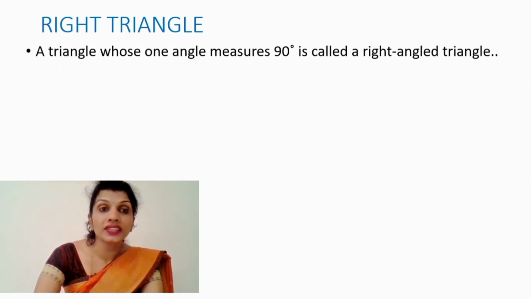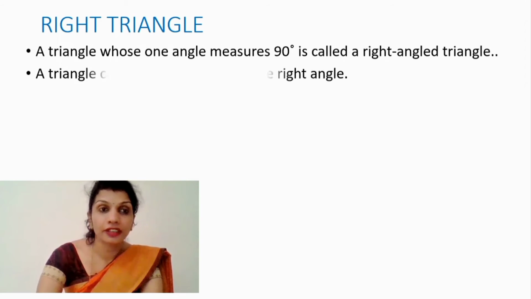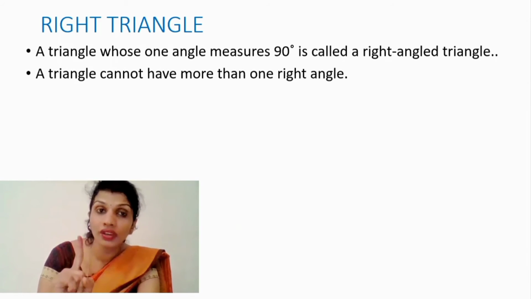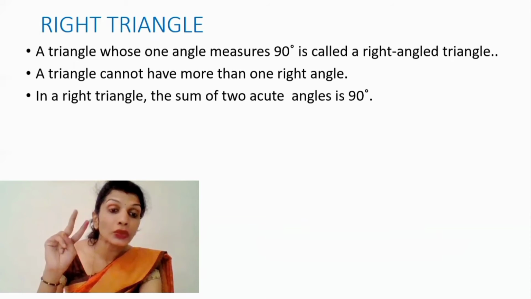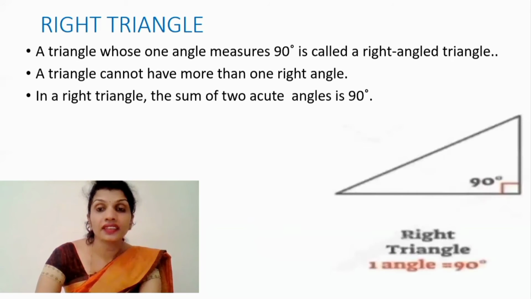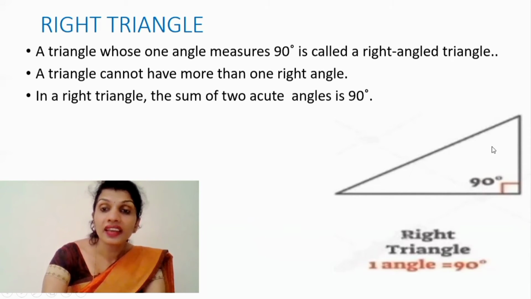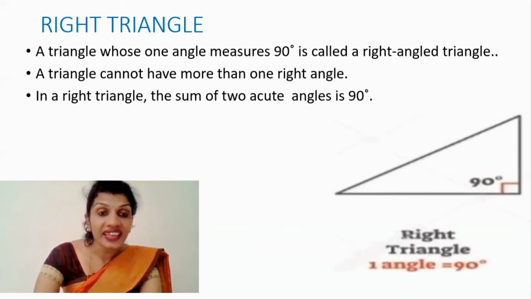A triangle whose only one angle measures 90 degrees is known as a right angle triangle. A triangle cannot have more than one right angle. It can have only one. In a right triangle, the sum of the two acute angles is 90 degrees. See here, this is a right angle triangle. This is 90 degrees. Now this angle and this angle together sum to 90 degrees, and they will be less than 90 only.